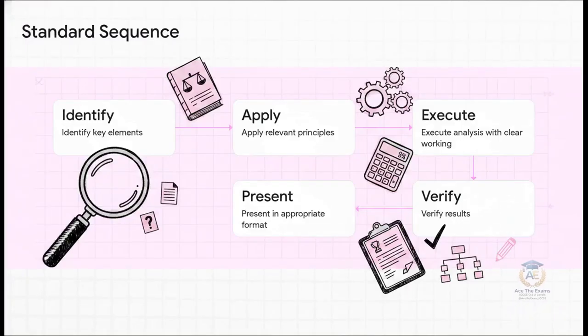Notice this strict, standardized sequence you must follow to systematically process complex problems. Examiners genuinely want to see your brain on the page. Step 1, identify key elements. Step 2, apply relevant principles. Step 3, execute your analysis with abundantly clear working. Step 4, verify results. Step 5, present in the appropriate format. Missing any of these steps means leaving valuable process marks on the table.